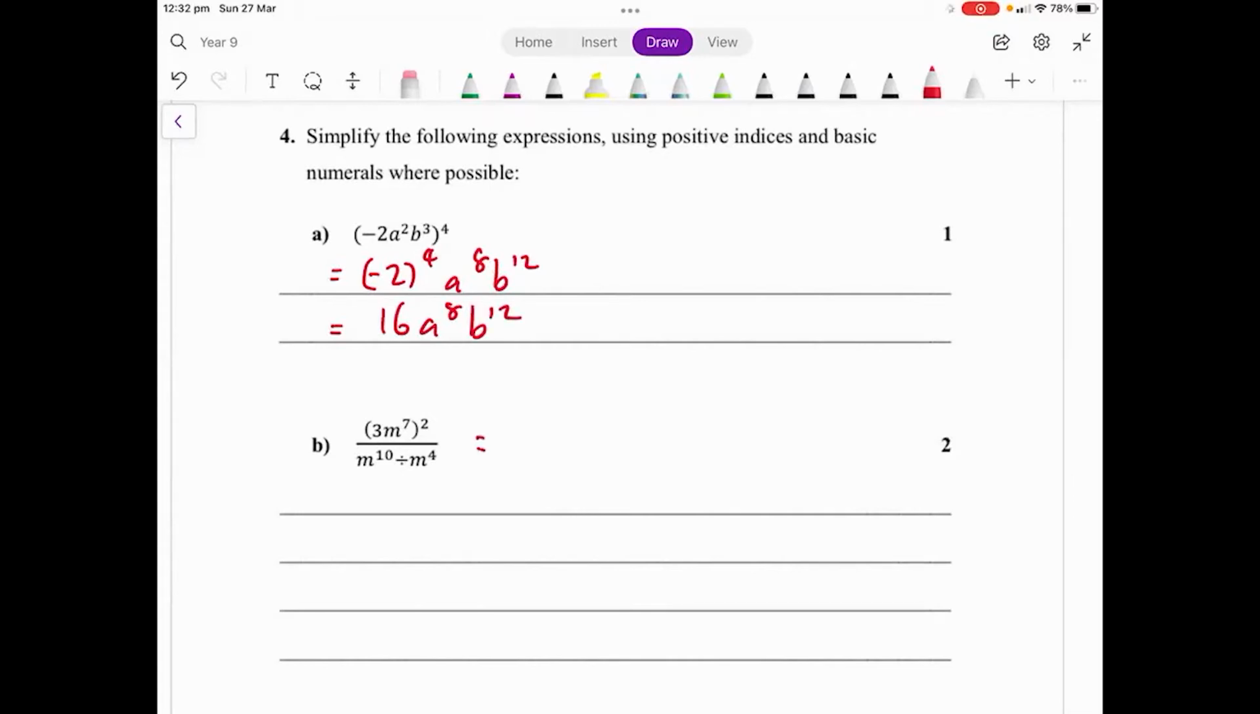Question B, we expand the brackets on the numerator. That gives us 9m to the power of 14. And on the denominator, we do the division. So 10 minus 4 in terms of the powers gives us m to the power of 6. And finally, we have a fraction, so we subtract the powers. So that gives us 9m to the power of 8.